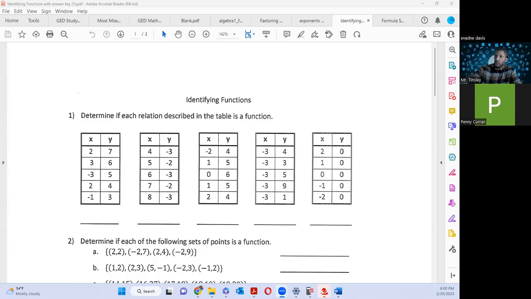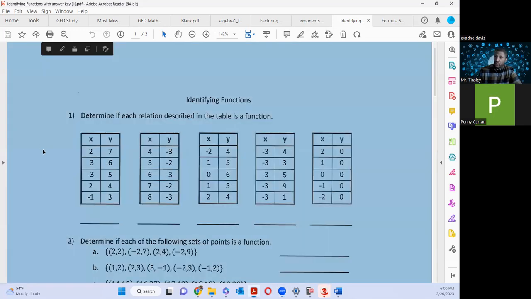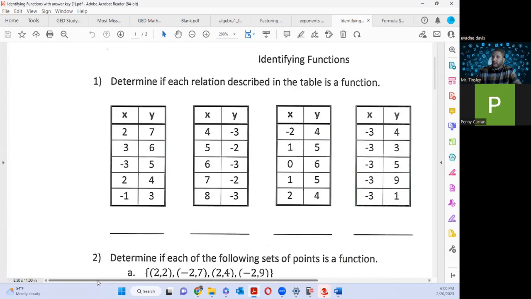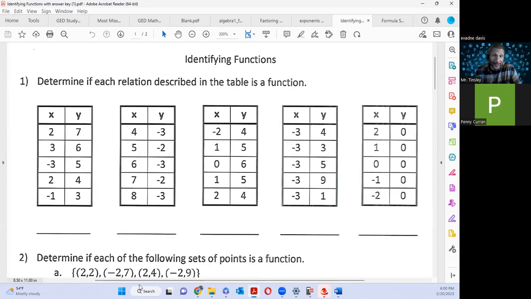Okay. So, what I want to go over is identifying functions, whether they're functions or not, and whether they're valid or not. This is one of the most missed questions, and it's almost on every exam. If you look at number one, you have 5 tables. We're going to go through each one and determine if the table is a function or not.